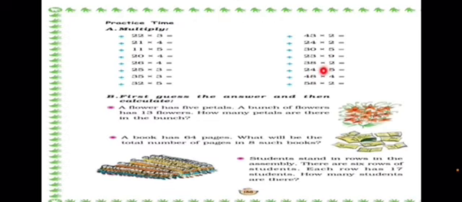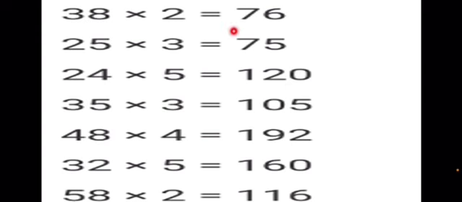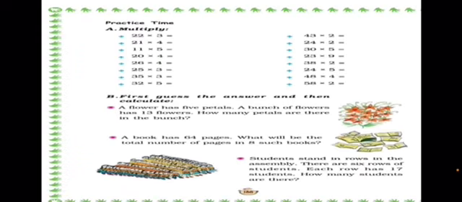Now 38 multiplied by 2. So here again 30 plus 8. So 30 into 2 is 60 and 8 2s are 16. So 60 plus 16 is 76.